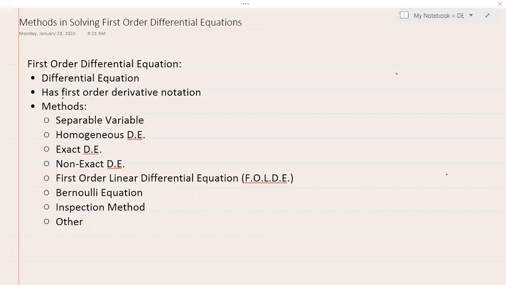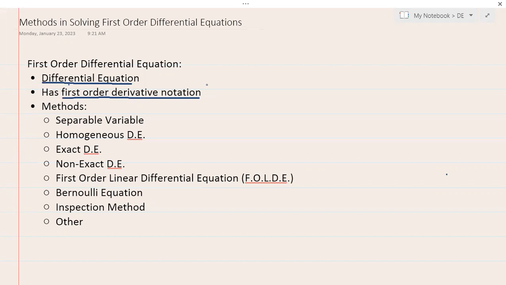So in this video, we're going to discuss the introduction ng mga methods in solving first-order differential equation. So ang ibig kong sabihin dito is that we're going to introduce the methods used in solving a first-order differential equation. So before that, ano yung first-order differential equation? Ang first-order differential equation, it is a differential equation, of course, that has first-order derivative notation or first derivative notation.